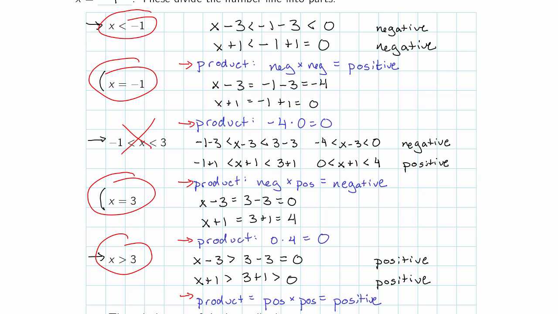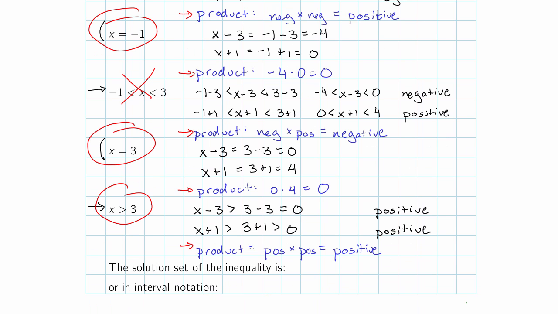Okay, so now we just describe that. We want negative 1 and everything less than it. We want 3 and everything more than it. So we want all of the x's where x is less than negative 1 or equal to negative 1, or x is greater than 3 or equal to 3. There it is in set builder notation, or in interval notation.